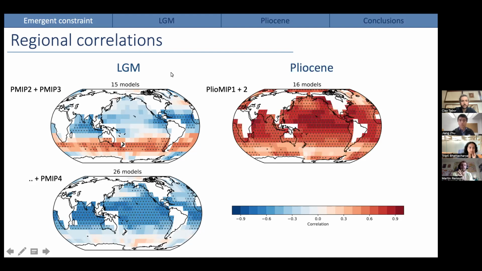For the case of the Pliocene, it's quite different, because the correlation looks good on almost a global scale. And that was the case whether you isolate PlioMIP1 or just isolate PlioMIP2. So the Pliocene was always much better than the LGM, even before PMIP3 and so on.